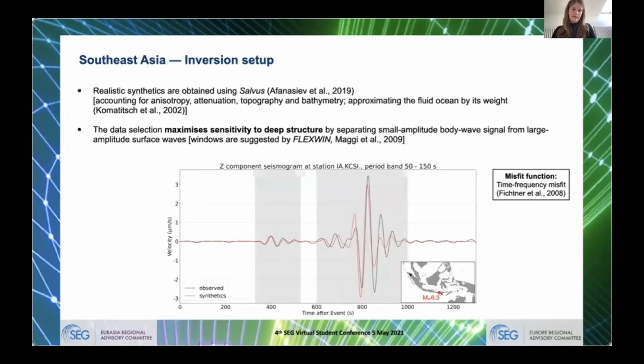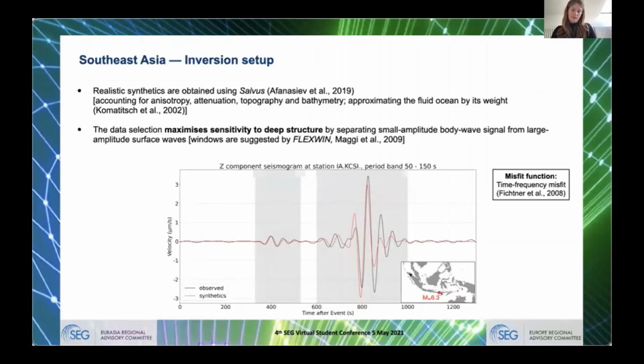Realistic synthetics are obtained using the spectral element solver Salvus, accounting for anisotropy, attenuation, topography, and bathymetry, and we are approximating the fluid ocean by the weight of its water column. There exists a whole zoo of ways to quantify the difference between observed and synthetic waveforms, but we're using a time and frequency dependent phase misfit, which makes use of the phase and relative amplitude information of a seismogram.